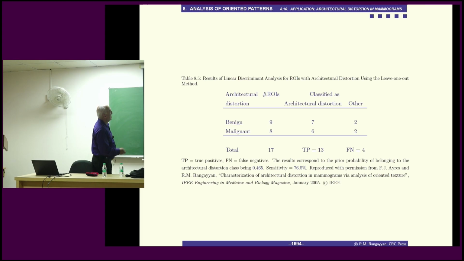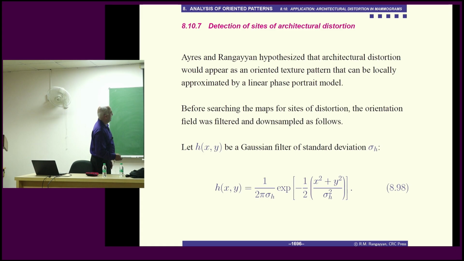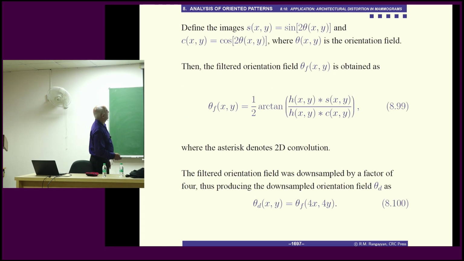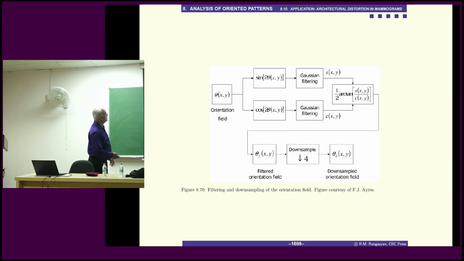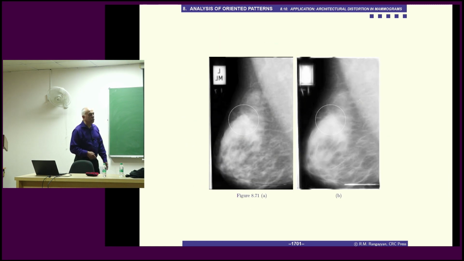So we did some analysis with parts of images, and I'll skip all of that and let's go to a full image. The orientation field was filtered and downsampled. So we have this flow chart here. I'll skip all of that and go to the result here. So here's the full mammogram, and this is after initial pre-processing, some smoothing. You can see the smoothing there.